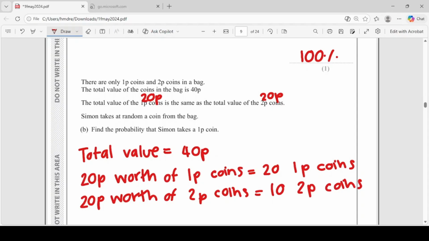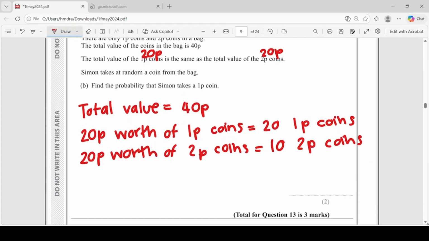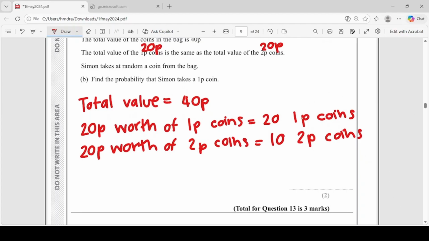So then Simon takes at random a coin from the bag. Find the probability that Simon takes a 1p coin. That's really straightforward. It's just how many 1p coins are there? There are 20 1p coins. Out of how many coins in total? In total, there are 30 coins, because there are 20 1p and 10 2p. So 20 out of the total of 30. Or you can simplify it, but you don't have to. You can say 2 over 3.